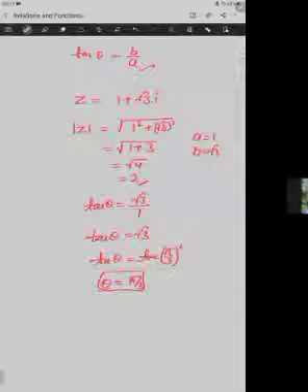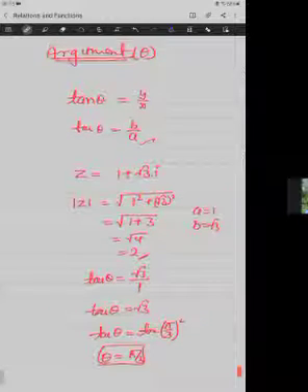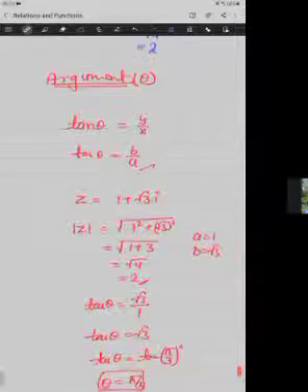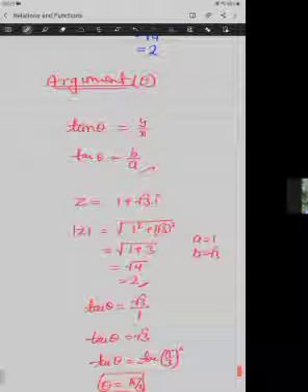So in the next exercise, we need to calculate modulus and argument. See this once, then you will be able to say something if you have any confusion. First of all, see, then I'll see your doubts.